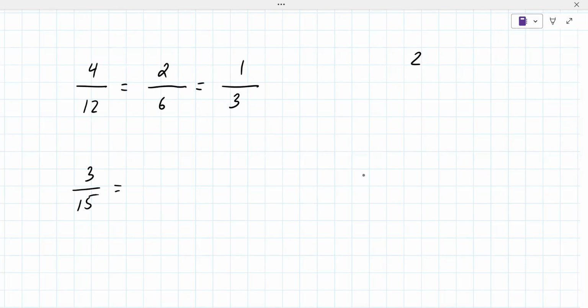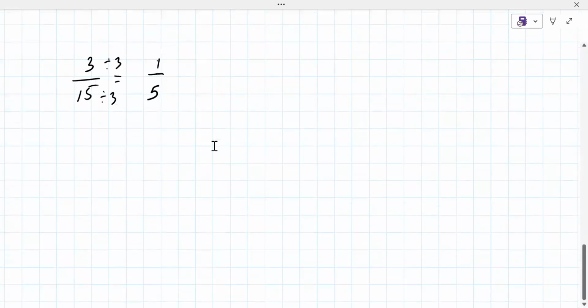1/3. Yes, because you're dividing, well, I'm sorry, it's actually 1/5. You're dividing the top and bottom by 3. Okay. So they both are divisible by 3. Okay. That's fine. Let's do a couple more here.